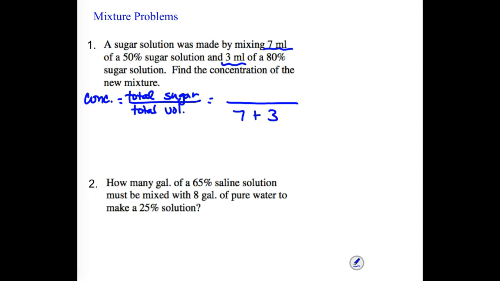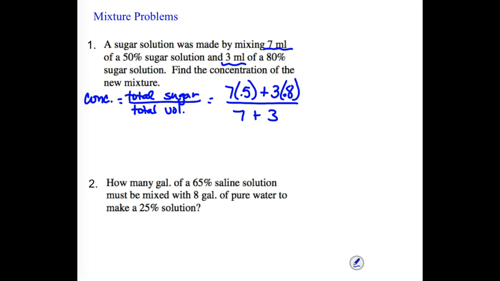So if they tell me I have a 50% solution, it means half of it's sugar, half of it's water. So of my 7 milliliters, half of it is sugar, 50%. Of my 3 milliliters, 80% is sugar. So I should be able to figure out total amount of sugar divided by total volume.